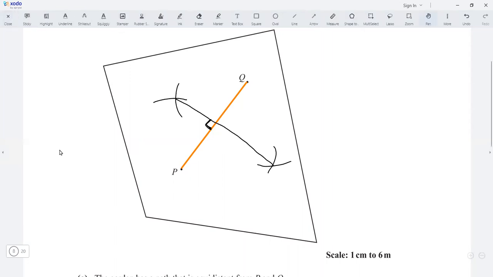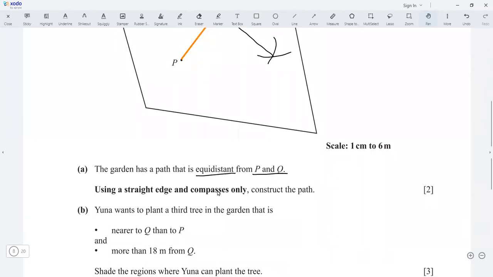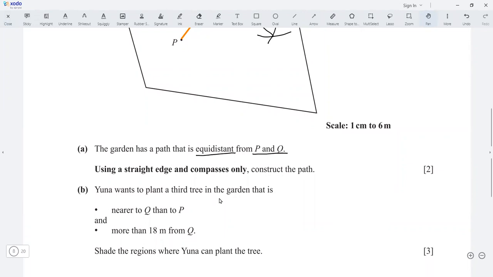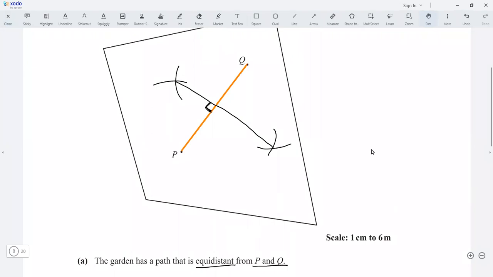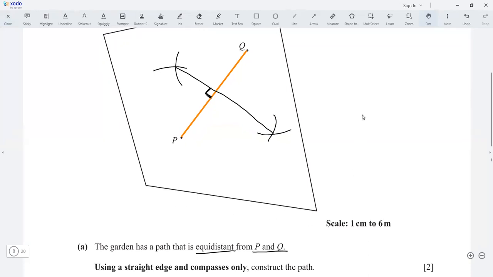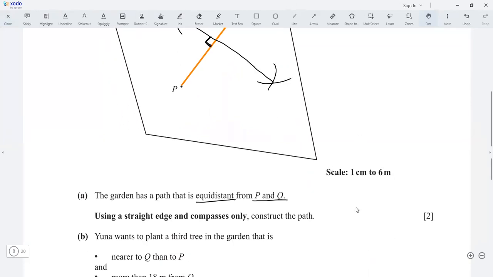Moving ahead to the next part, we have constructed the path. Yuna wants to plant a tree which is nearer to Q than to P. What does it mean? Nearer to Q than P must be the region that is to the right of this perpendicular bisector. The region to the right is the region which is closer to Q than to P. Remember this thing.